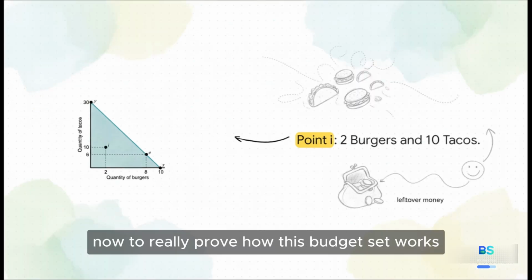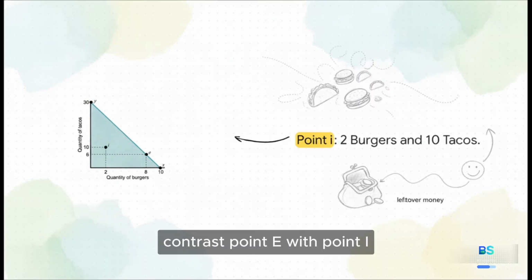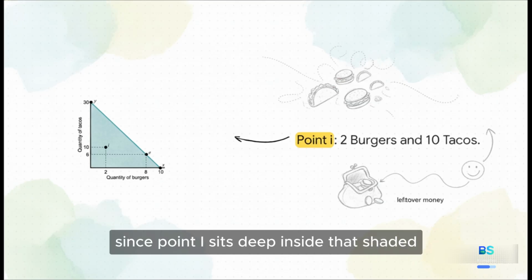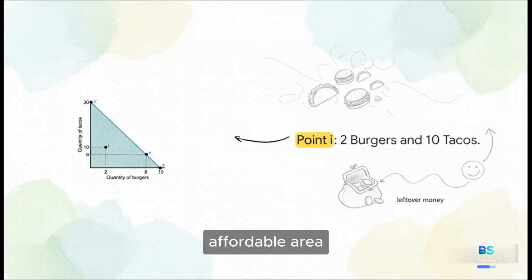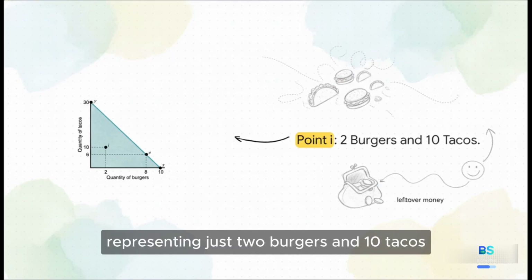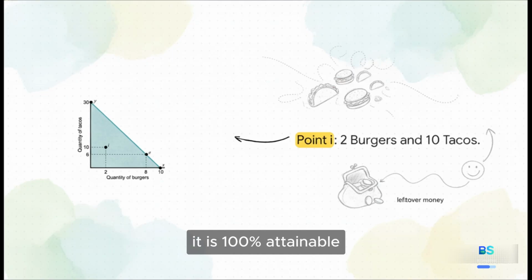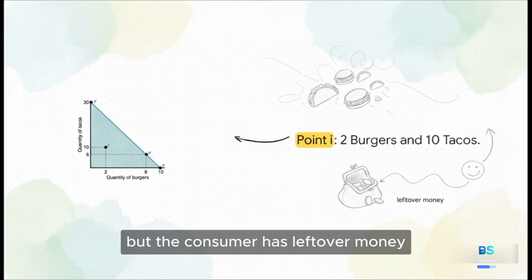Now, to really prove how this budget set works, contrast point E with point I. Since point I sits deep inside that shaded affordable area, representing just 2 burgers and 10 tacos, it is 100% attainable. But the consumer has leftover money.